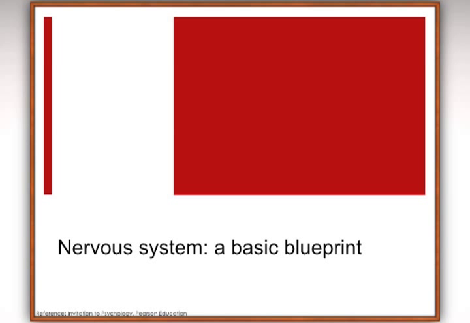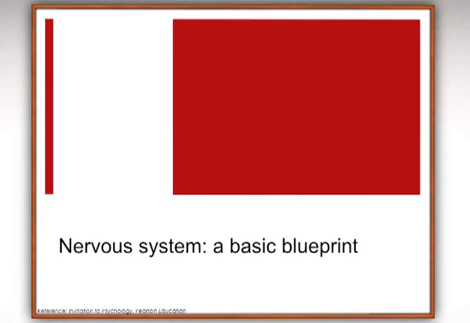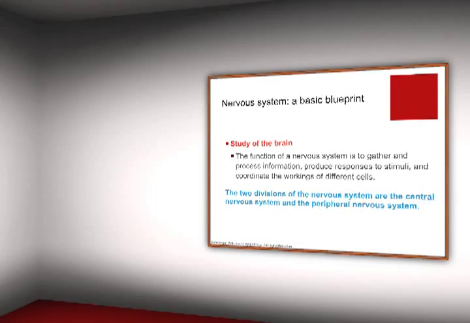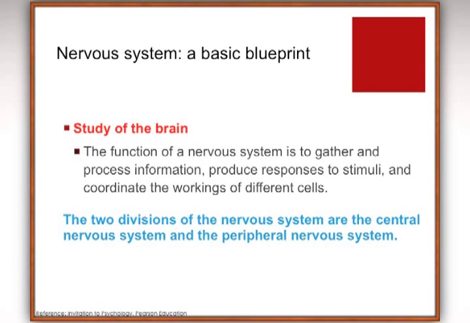Let's discuss the basic blueprint of our nervous system. The function of a nervous system is to gather and process information, produce responses to stimuli, and coordinate the workings of different cells. The two divisions of the nervous system are the central nervous system, CNS, and the peripheral nervous system, PNS.